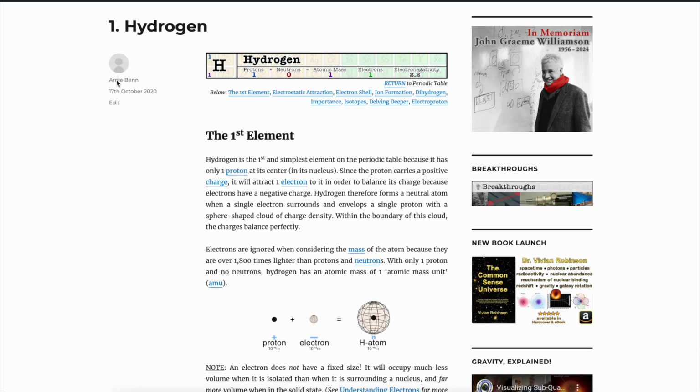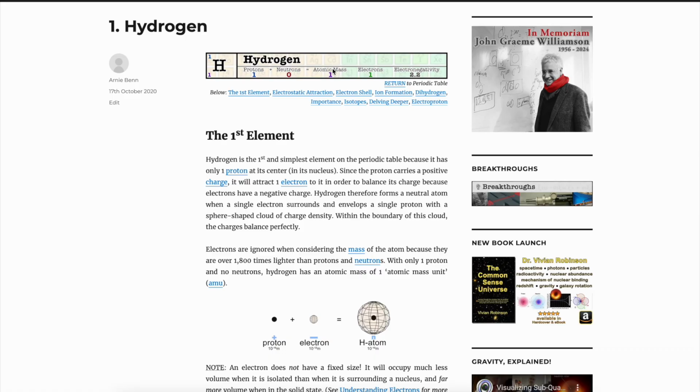So hydrogen is the first element because it contains only one proton. That's called the atomic number, and it determines the character of the element. Hydrogen will have one electron because electrons are negative and protons are positive. So the presence of a proton will attract an electron to itself, and then they will wrap themselves around one another and form an atom which will be neutral overall because it will allow the positive and the negative charges to cancel each other out.